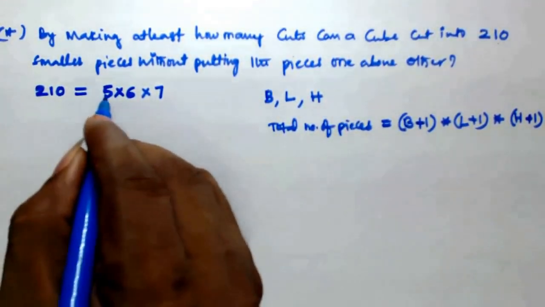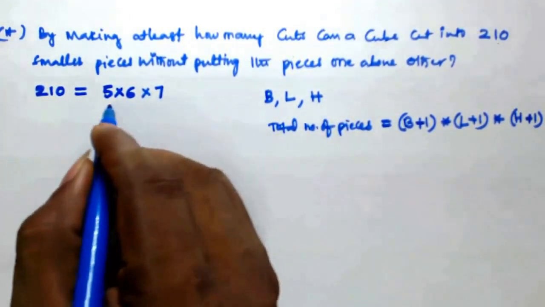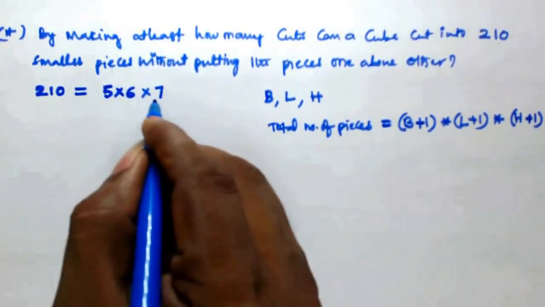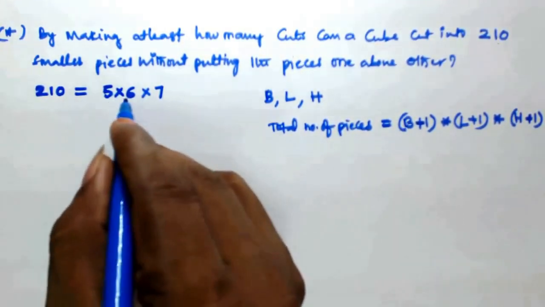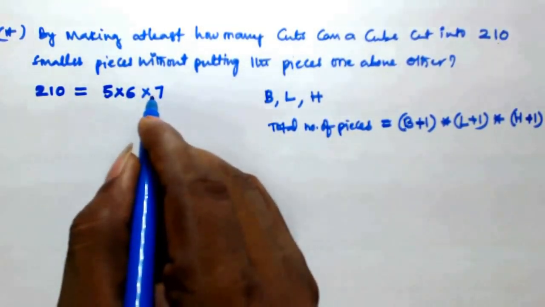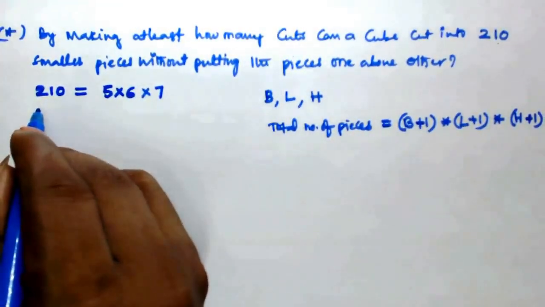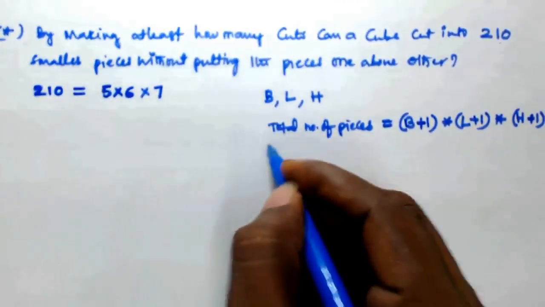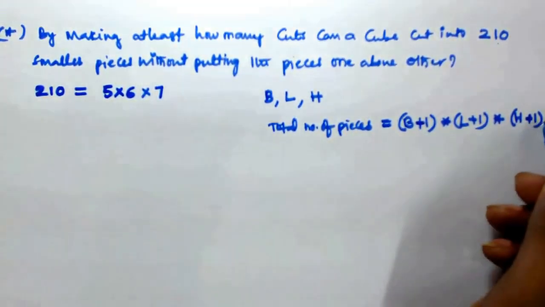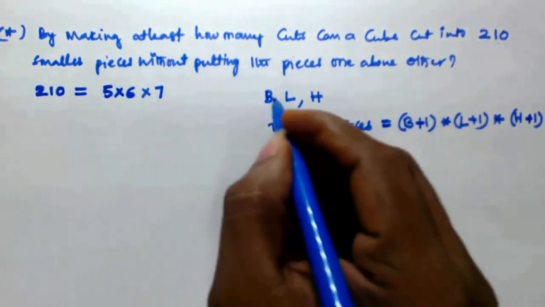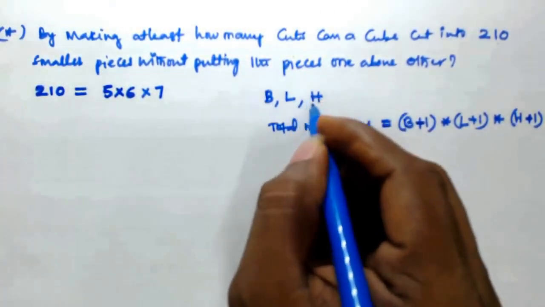So 210 can be written as 5 into 6 into 7. Why do I write 5 into 6 into 7? Because they are equally distributed, and the multiplication of 5, 6 and 7 is going to be 210. So by applying this formula, the total number of pieces is equal to B plus 1, L plus 1, H plus 1, when B cuts are made along the breadth, L cuts along the length and H cuts along the height.